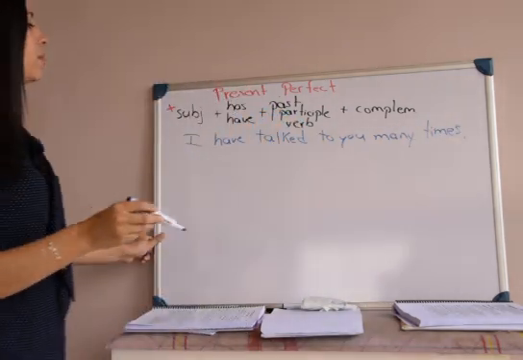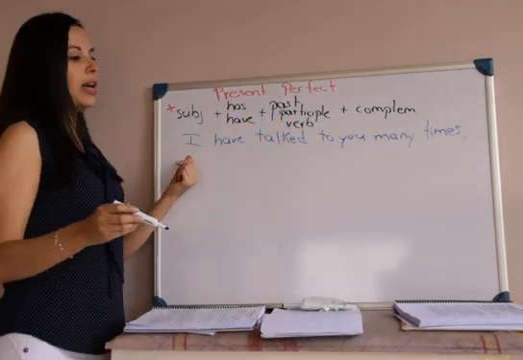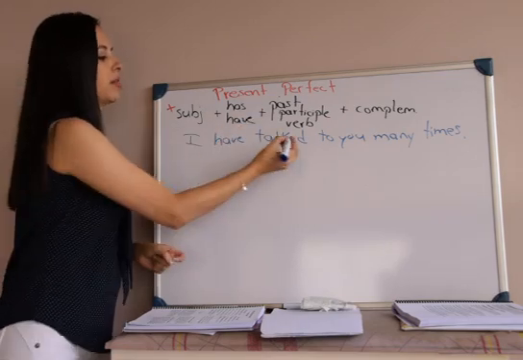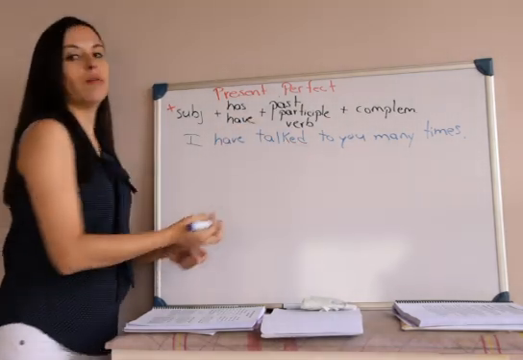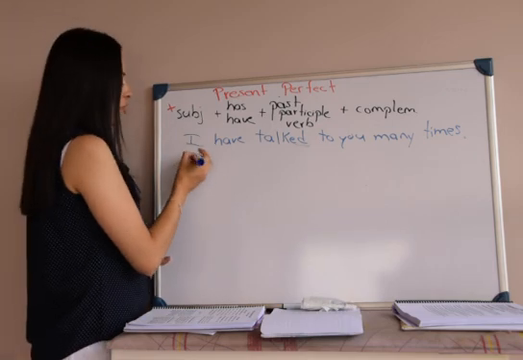Okay, that is present perfect. Have, because it's I, talked, past participle with -ed. But what happens with an irregular verb?